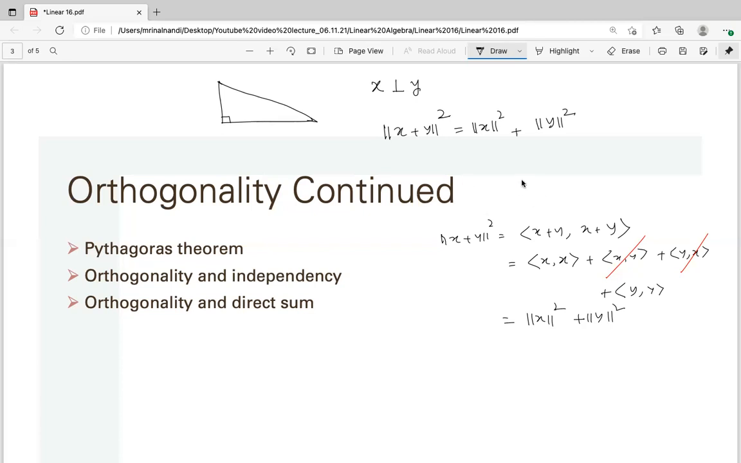But if the norm is coming from the inner product, then it is true. The Pythagoras theorem is true. So this is a very important thing. And next, orthogonality and independency.